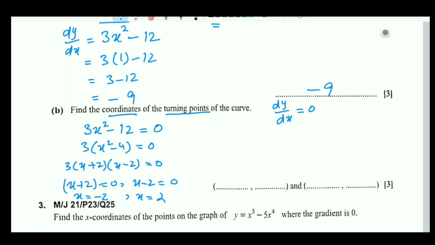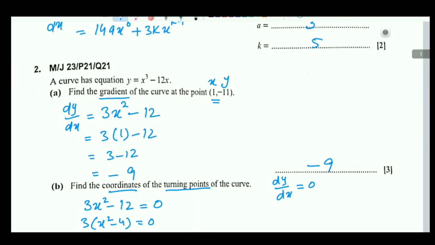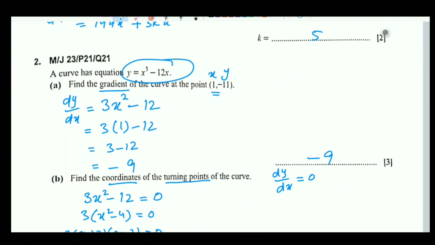So now we got the values of x. How do we find the values of y? Because we have to find the coordinates of turning points. So x is minus 2 and then x is 2. Now what we will do? We will put these values in the original equation, that is y. y is equal to x cube minus 12x. So we have to put the values of x one by one in this original equation and we will get two values of y.